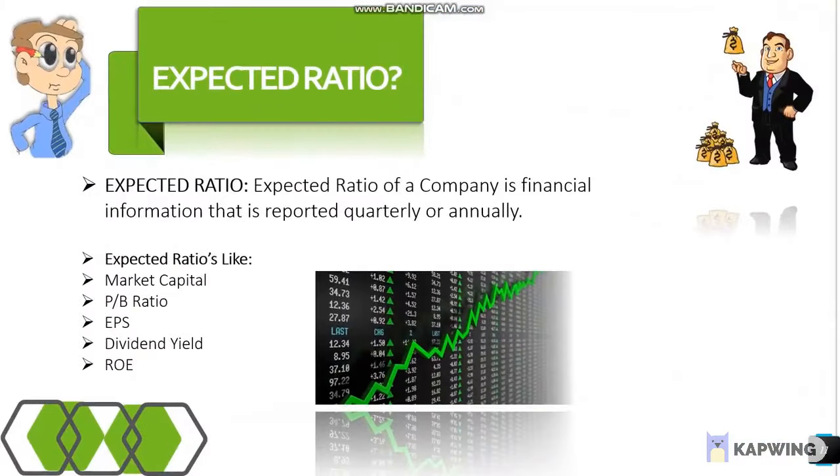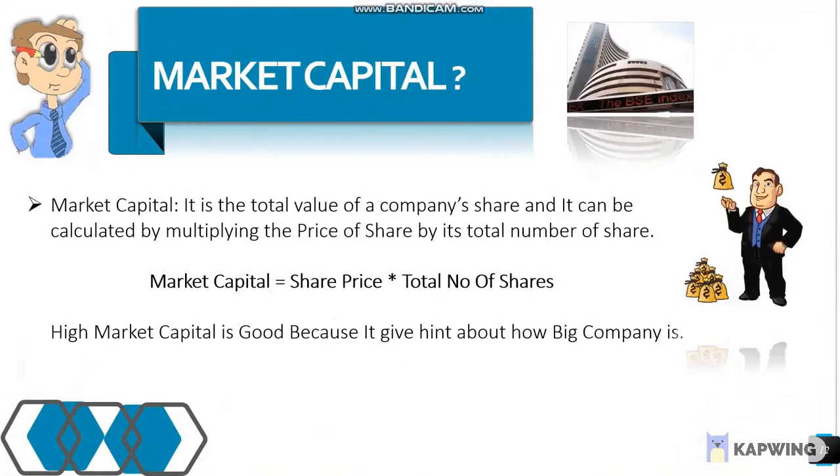Now we are going to discuss the third type of quantitative analysis, that is expected ratio. Expected ratio of a company is financial information that is reported quarterly or annually. For example, market capital, PE ratio, PB ratio, EPS, dividend yield, ROE, etc. Our next point is what is market capital. Market capital is the total value of a company's shares, and it can be calculated by multiplying the price of a share by its total number of shares. Market capital is equal to share price times total number of shares. Higher market capital is good because it gives a hint about how big the company is.